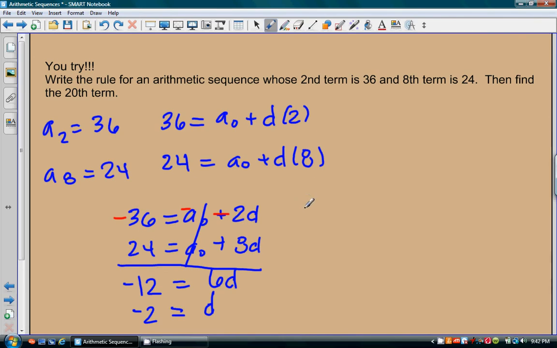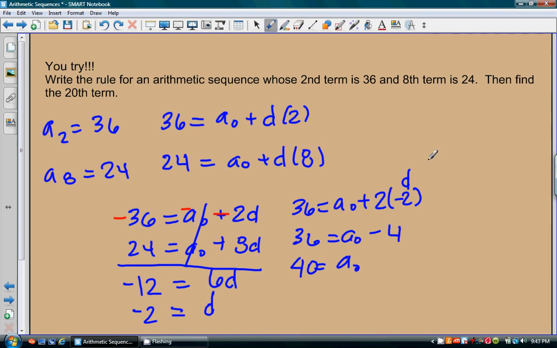Now, to get a sub 0, plug it into one of the original equations. I'm going to choose the first one just for consistency. Again, our d value is negative 2, so I'm putting that in. 36 equals a sub 0 minus 4, which means a sub 0 equals 40.